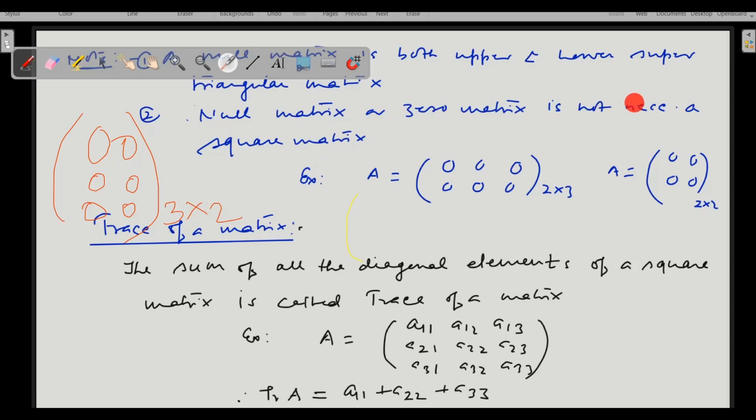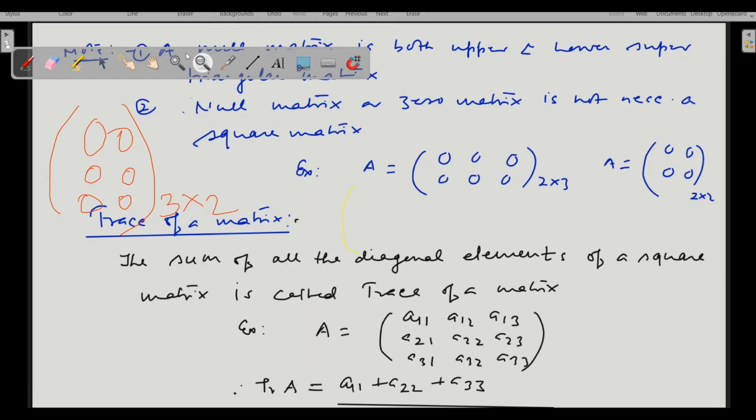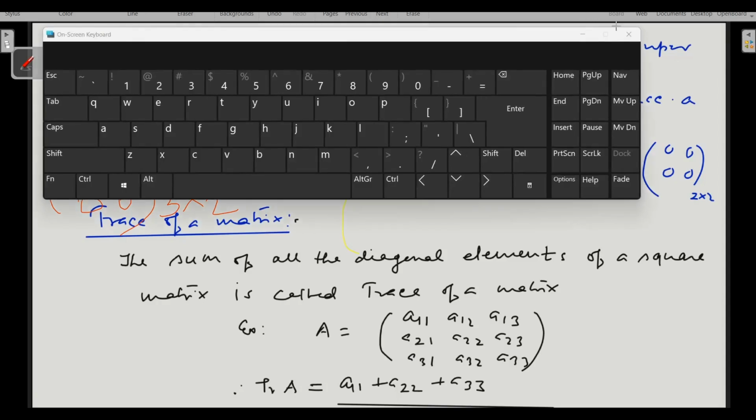So a null matrix or zero matrix is not necessarily a square matrix. This is the fact which you must remember. Thank you very much. Hopefully you got it, and I have already told you why a null matrix is both a super upper triangular matrix and a super lower triangular matrix. Thank you very much.